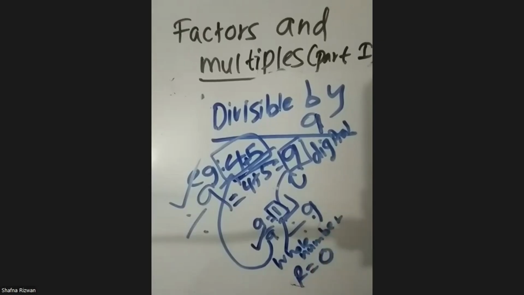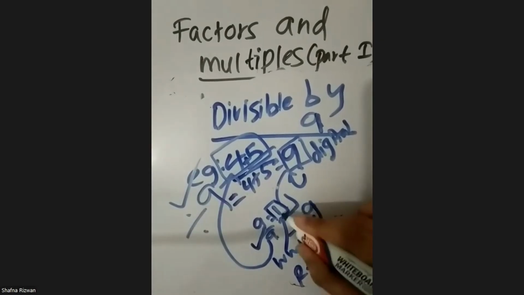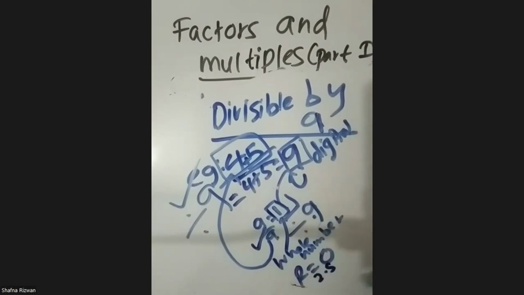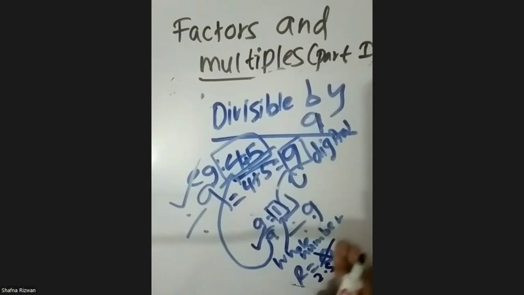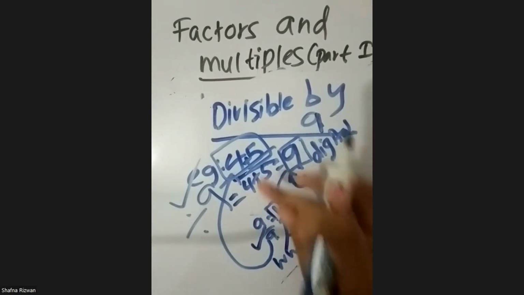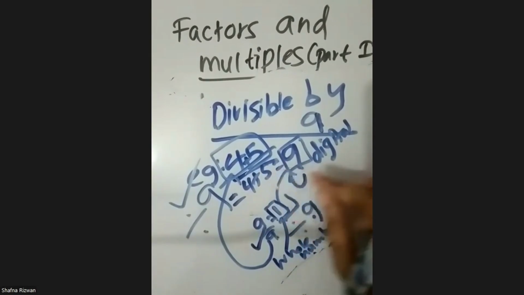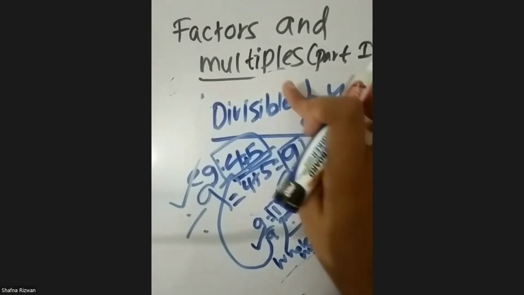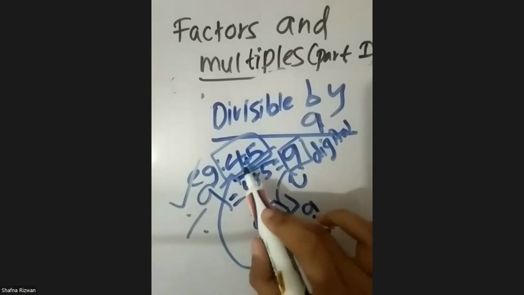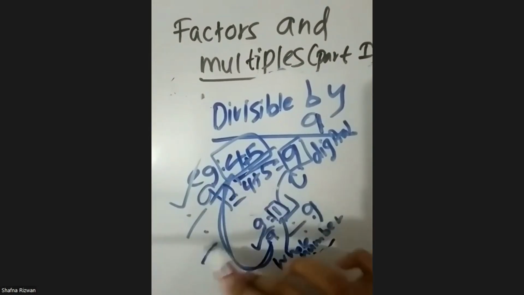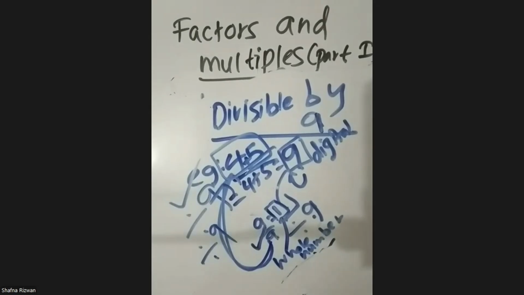Okay, but if you get a decimal number like 2.5, then the remainder will not become 0. Then you can say that number is not divisible by 9. So if I return again, when you have a number, take the digital root of that number, and if the digital root is divisible by 9, then you should understand that this number 45 will automatically become divisible by 9. Okay, this number 9 will automatically become divisible by 9.